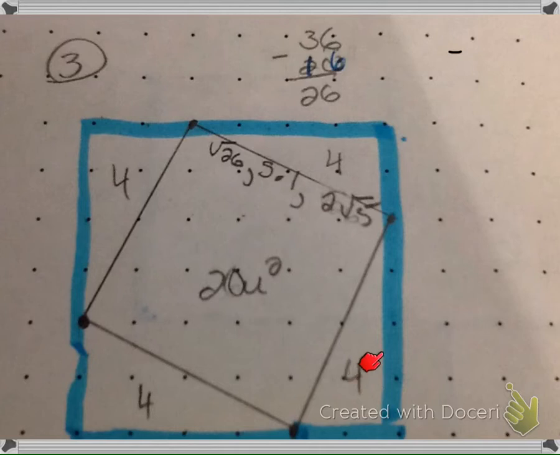Okay, now I need to find the area of the entire thing. So I need the height and the base, 1, 2, 3, 4, 5, 6. And this is also 6. 6 times 6 is 36. So I did 36, the area of the entire square, take away 16, the area of the 4 white triangles added up, and I got 20, not 26, sorry, 20. So this tilted square has an area of 20 units squared.